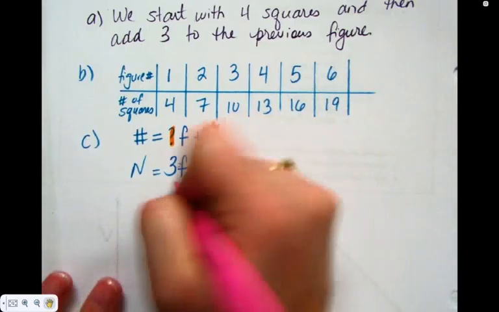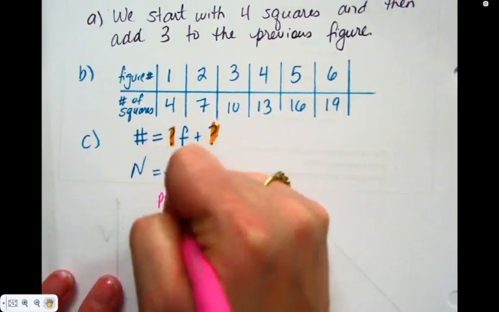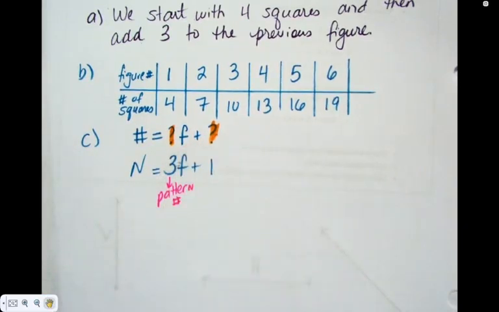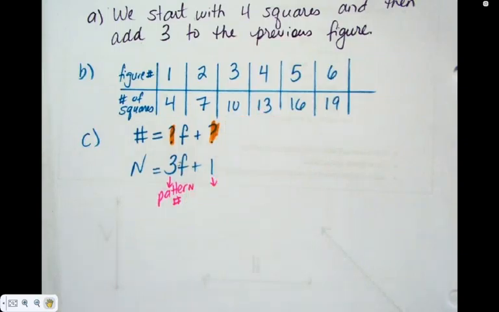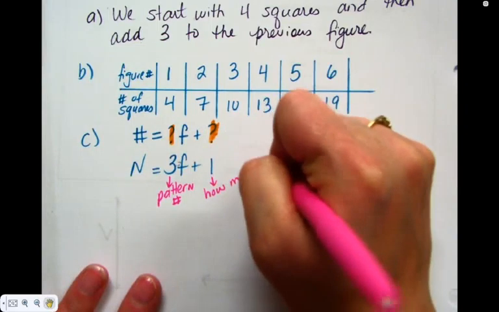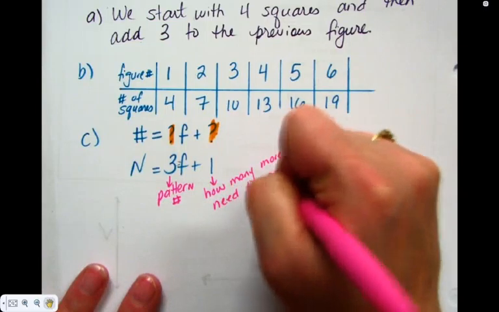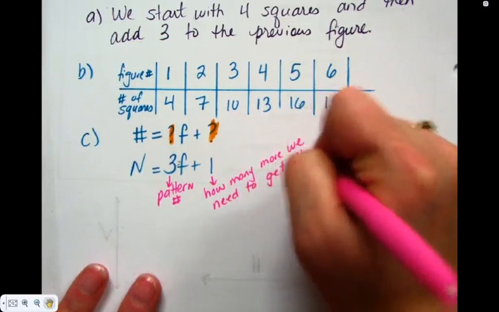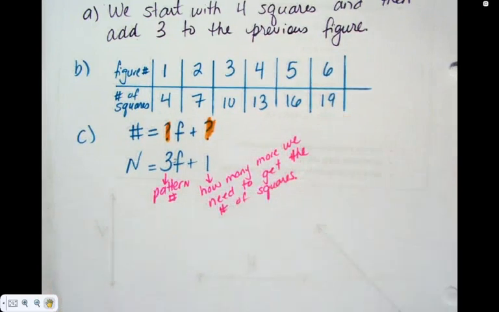So the number in front of the F is what we call the pattern number. It's what we're adding every single time to continue our pattern. The number at the end is how many more we need to get the number of squares.